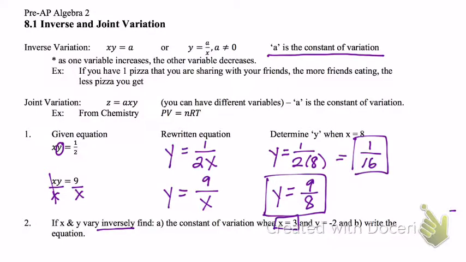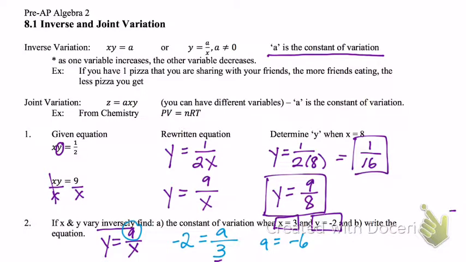Then for number 2, if x and y vary inversely, find the constant of variation when x equals 3 and y equals -2. And then rewrite the equation. So I'm going to just write the equation by itself. Y equals A/x. Then I'm going to plug in 3 and -2, and I'm going to solve for my A, my constant of variation. So I would say -2 equals A/3. Then solve for A, so A equals -6.